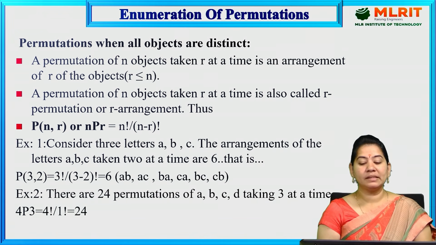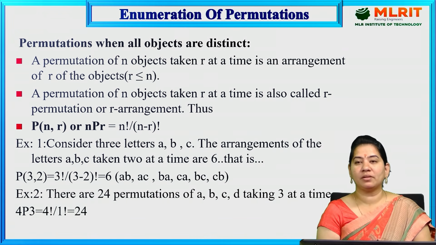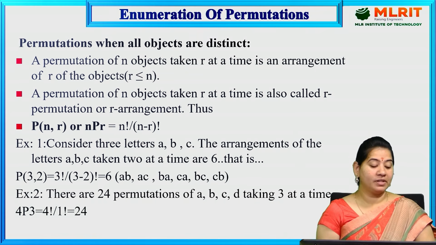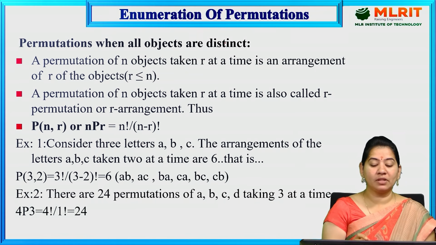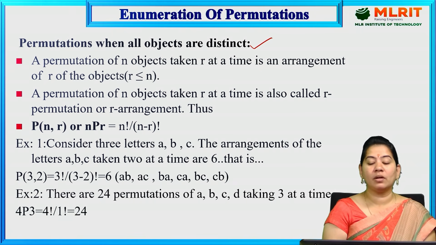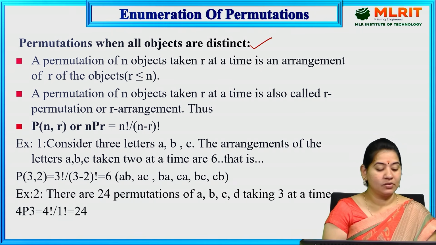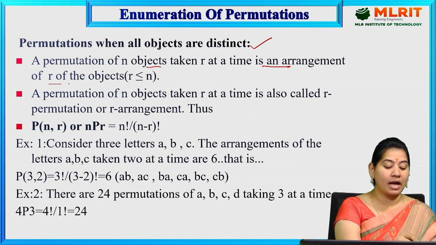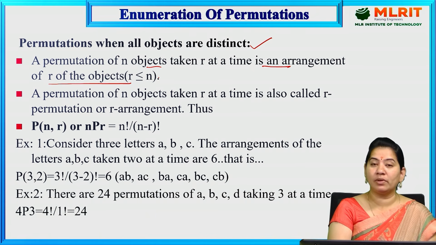Now let us see the enumeration of permutations, and also we'll see the enumeration of combinations in the next slide. So first of all, permutations. The topic is permutations when all objects are distinct. A permutation of n objects taken R at a time is an arrangement of R of the objects, where R is less than or equal to n.